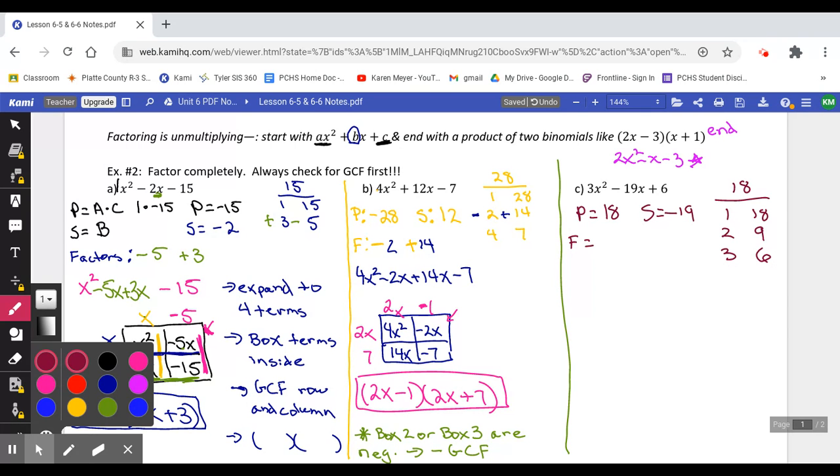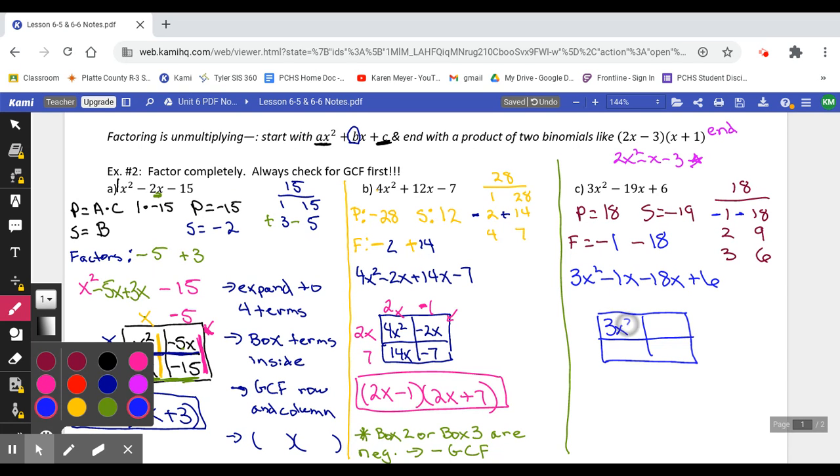Now, if my product is positive, I've got 2 choices. I can do plus plus or negative negative. That's when I look at my sum, and if my sum is negative, I say, ooh, I must choose the 2 negatives. So then hopefully everybody says, oh, if I pick negative 1 and negative 18, that will add for negative 19. So now expand your problem: 3x squared minus 1x minus 18x plus 6. Okay, make a box. Put your terms inside the box. And then GCF each row and column.